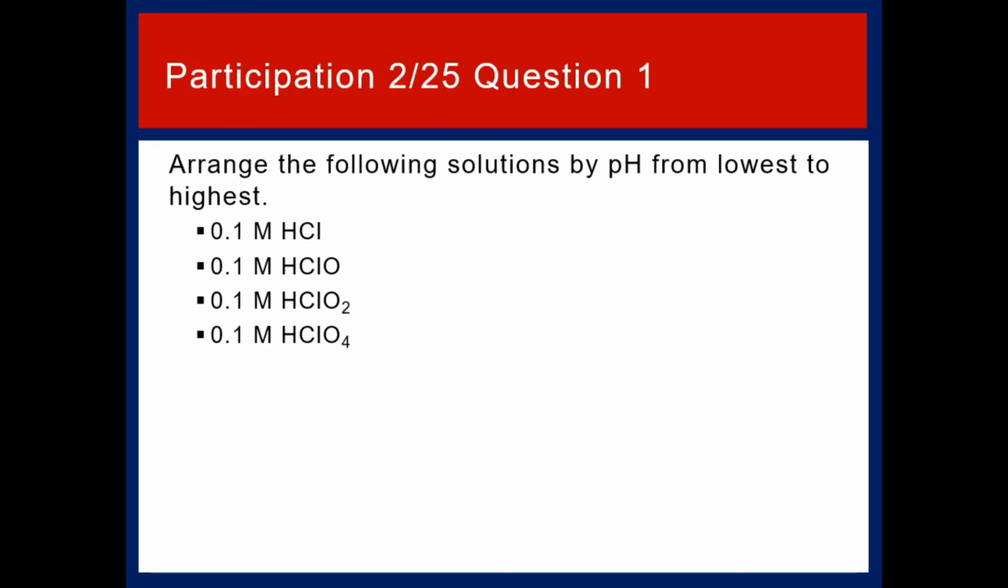This is question 1 on participation 225 due Friday, February 25th at 11:55 p.m. over on Blackboard. Link to the assignment is right below the links to these videos. Again, arrange these solutions from lowest pH to highest pH. They're all 0.1 molar: HCl, HClO, HClO2, and HClO4.